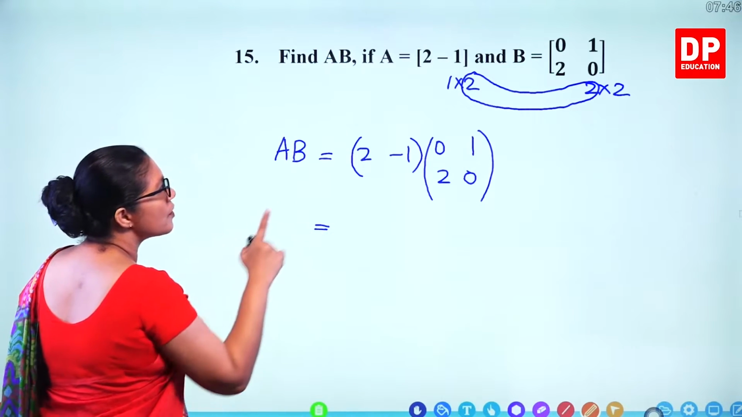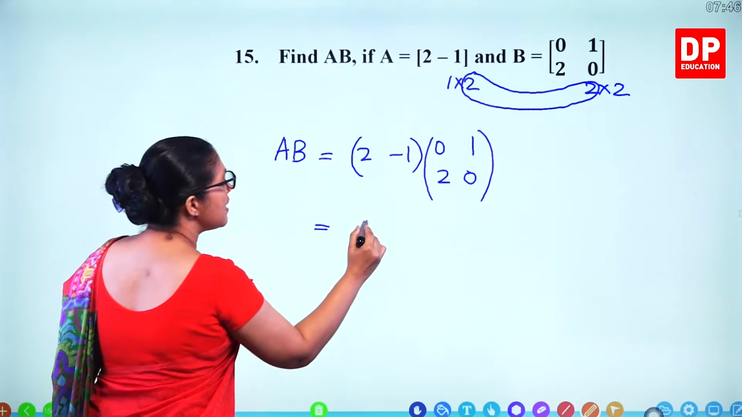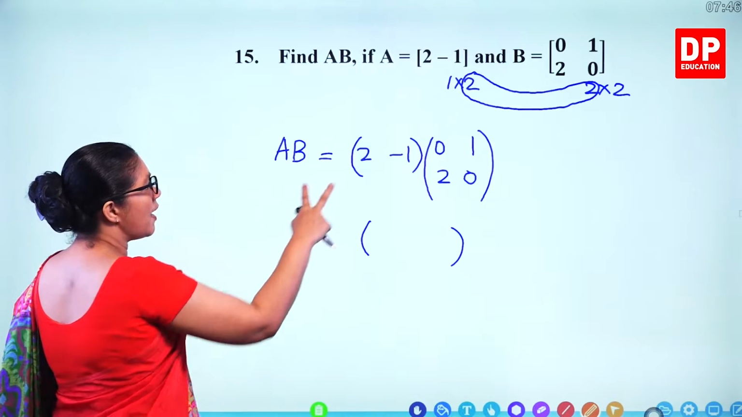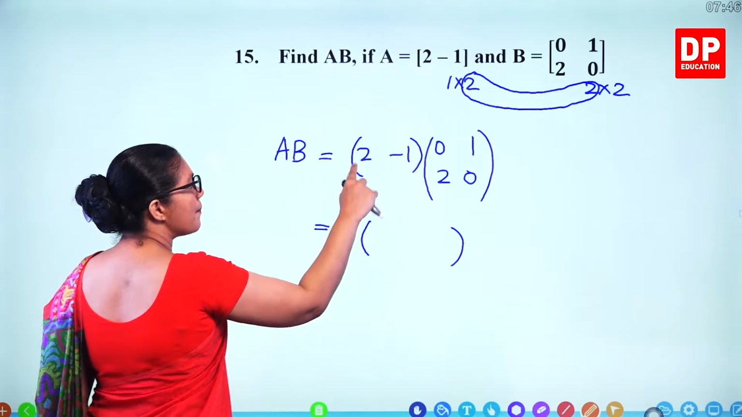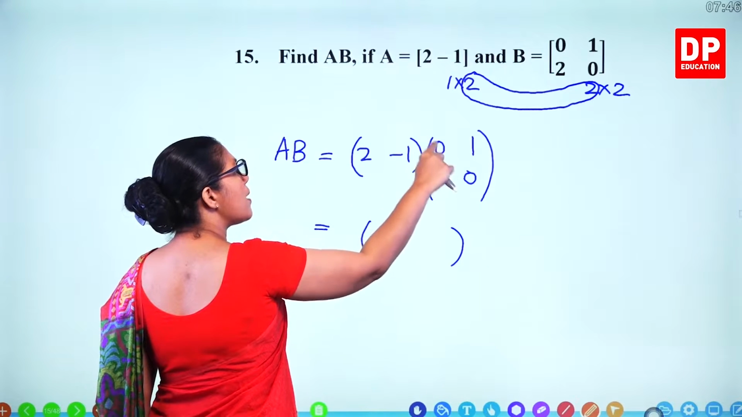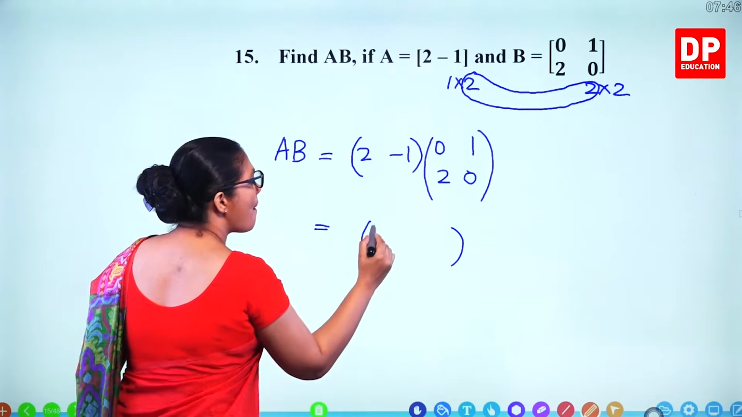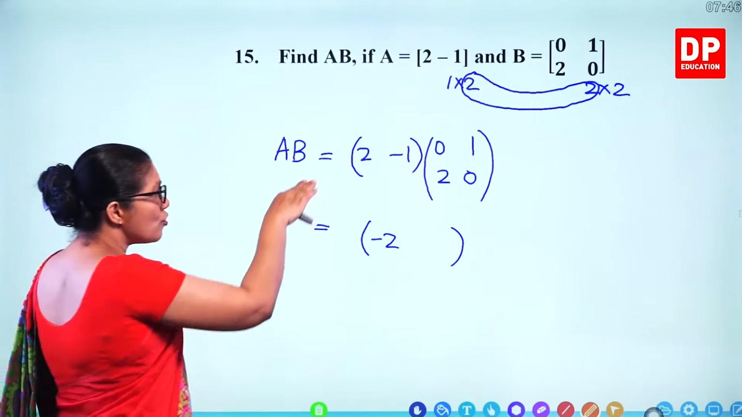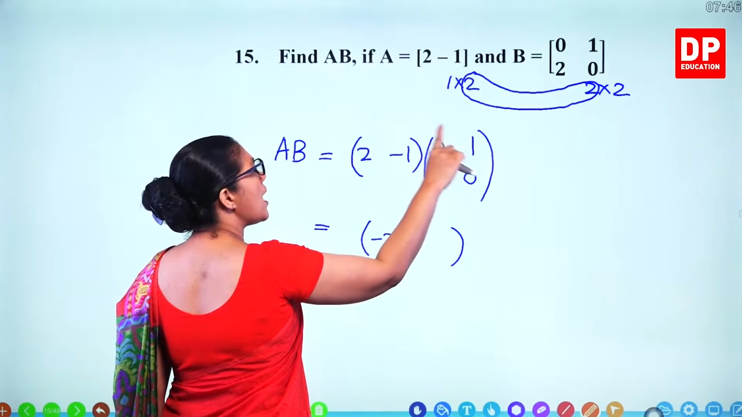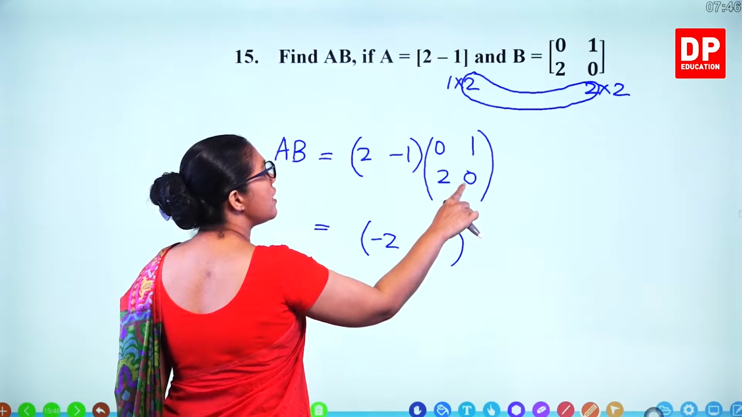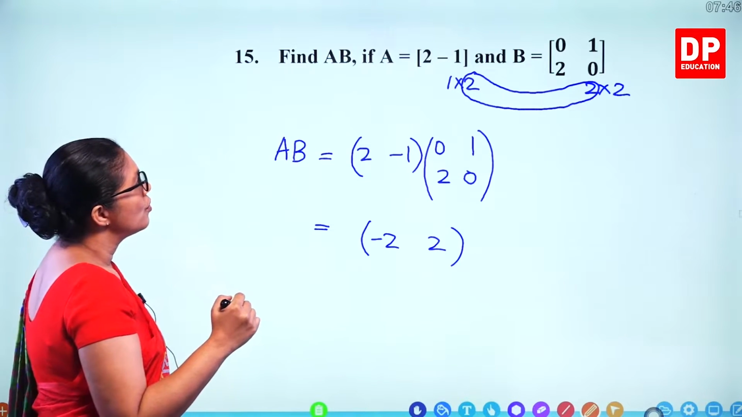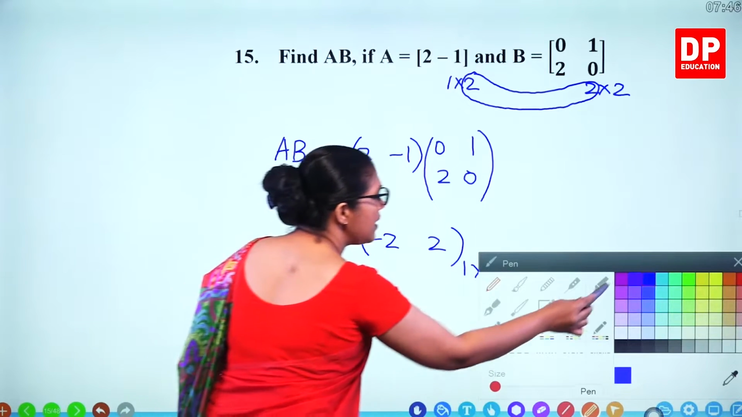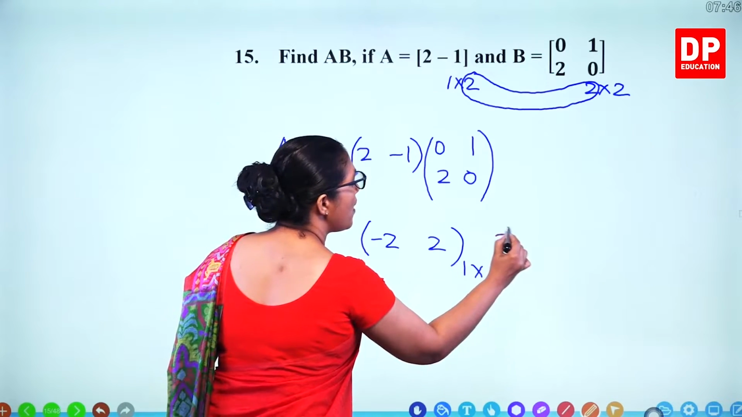So what do you do? You are getting a 1 by 2 matrix, which means 1 row, 2 columns. How do you multiply? First one is first row with first column: 2 times 0 is 0, minus 1 into 2 is minus 2. Now the next one is first row, second column. So you take first row with the second column: 2 times 1 is 2, minus 1 into 0 is 0. So you get 2. So this is a 1 by 2 matrix. Answer is minus 2 and 2. So 2 marks for that.